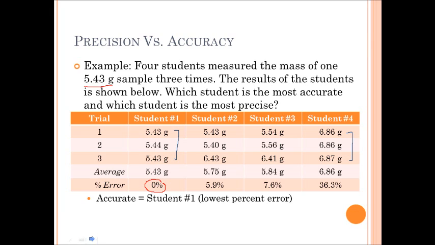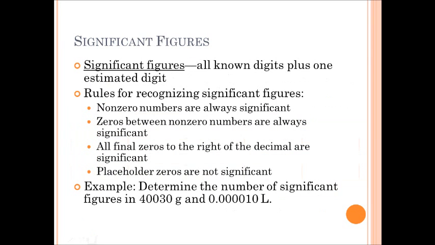So in this instance, we actually have 2 students that would be considered precise because they have the closest set of data. Now, if we were looking at standard deviation, you would look at the one that had the lowest standard deviation, or the one closest to 0. So 0 is always a good thing when looking at percent error and standard deviation.